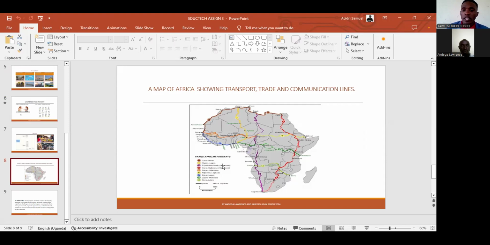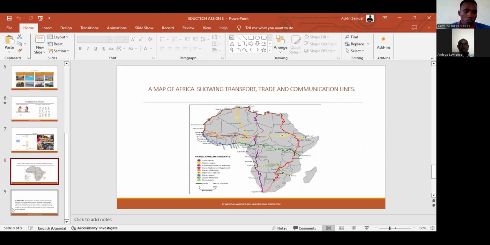So that is the location of Africa. I think we are seeing different transport communication lines. Are you seeing them? Yes, others are red in color, others are purple, others are yellow. So they are all talking about transport, communication, and trade. Thank you so much, Mr. Lawrence. That is the picture for Africa, showing different aspects that we have discussed above.